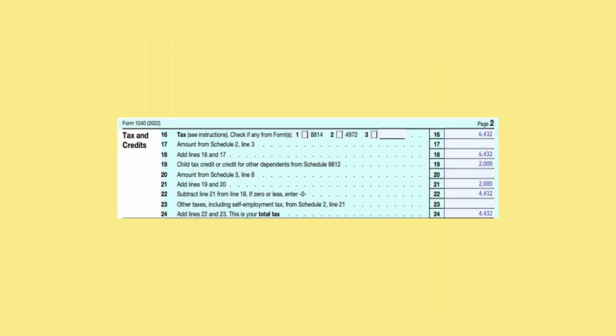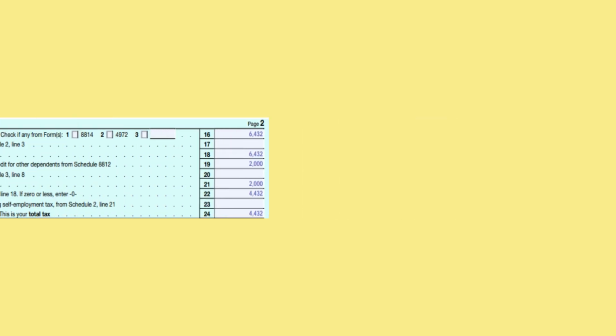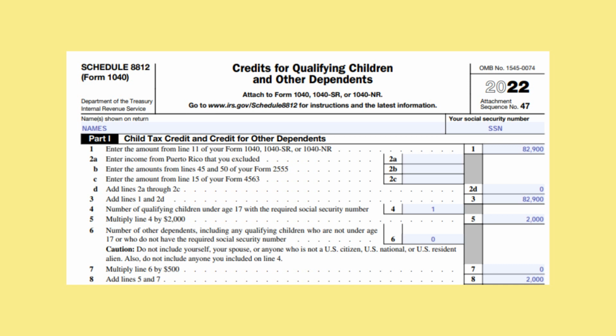On line 18 of Form 1040, add lines 16 and 17 together to arrive at $6,432. On line 19, we will put your child tax credit, which we will calculate on Schedule 8812. At the top of Schedule 8812, put your names and the taxpayer's Social Security number. On line 1, put the amount from line 11 of your Form 1040, which in our example is $82,900. Line 2 will be 0 as we don't have any amounts from the forms listed.